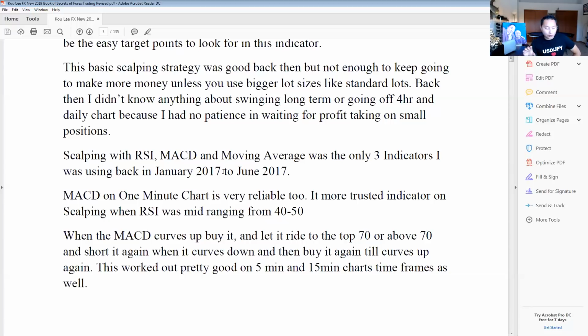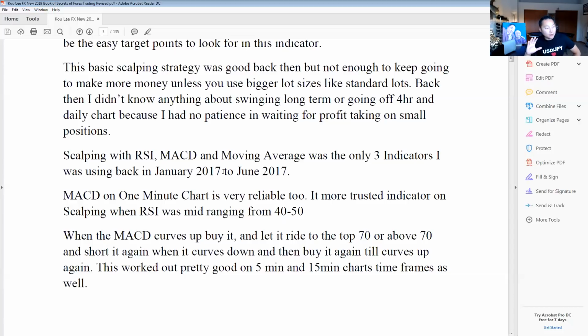For me, for scalping back then, from January up until April and the end of May, I was using RSI, MACD, and moving average. Those are the only three indicators I was using, on the 1 minute chart, and you can see the MACD is a more trusted indicator for scalping when the RSI was mid-ranging from 40 to 50.